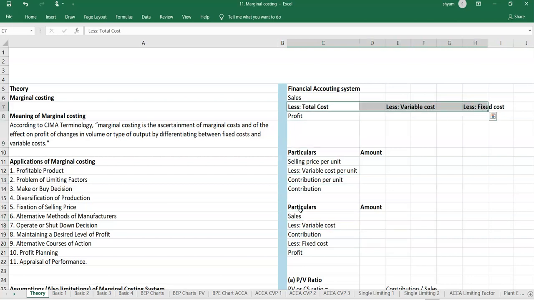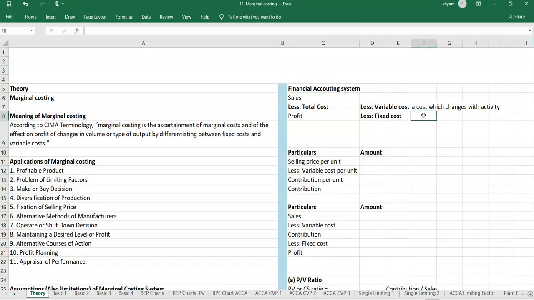The idea in marginal costing is dividing the cost into two parts, variable and fixed cost. As we have seen in the introduction to cost accounting, variable cost is a cost which changes with activity. And what is a fixed cost? A cost which changes with time.